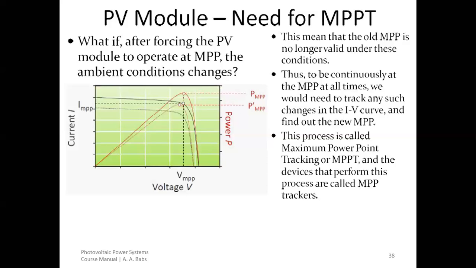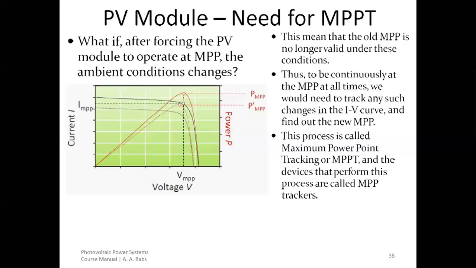What happens if the temperature changes back to normal? That simply means it will affect the output again. So the old MPP will no longer be valid under these conditions. To be continuously at the maximum power point at all times, we would need to keep tracking. We need to track any such changes in the IV curve and find out the new MPP, and this has to keep happening continuously. The process of making this happen is what we refer to as maximum power point tracking, usually abbreviated as MPPT.